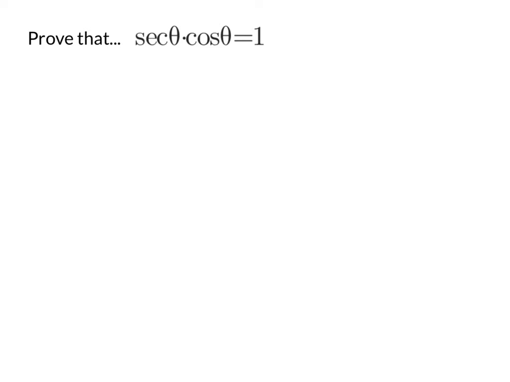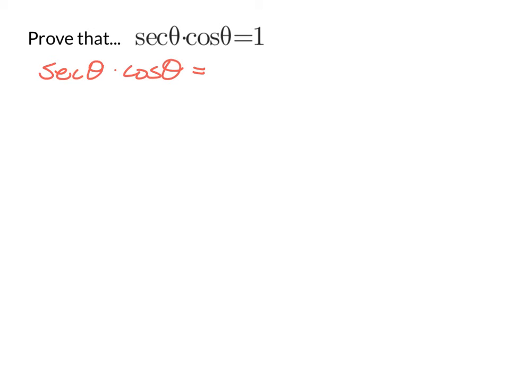To start off verifying an identity, you have to write that ugly side down exactly the way it looks. So secant theta times cosine theta. We can't change it at all. If we've changed it at all, we're proving some other identity. We have to prove this identity, which starts with secant theta times cosine theta. Now, I'm going to apply any trig identity or algebraic maneuver that I can to try and simplify this.